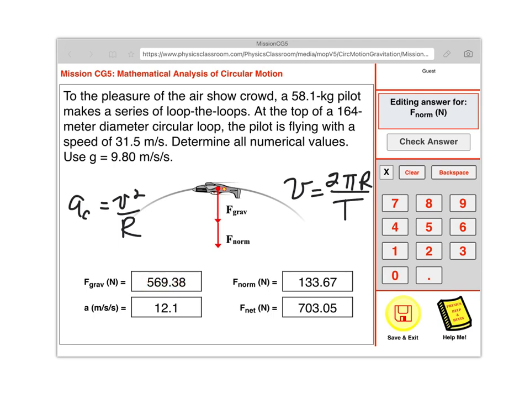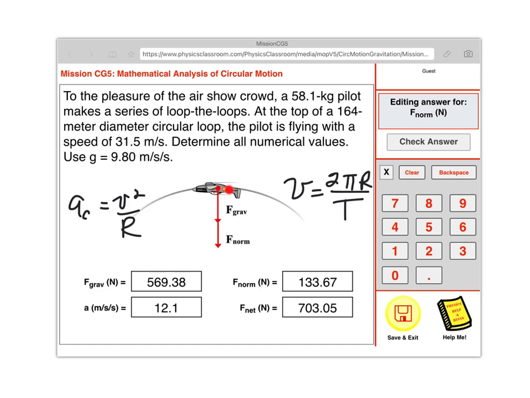We get the same F grav because we get the same mass of the pilot. And we're going slower, so the acceleration's quite a bit less. In fact, it's just slightly more than g. It has to be more than g, otherwise the pilot would fall. But it's just slightly more than g. So the net force is the sum of these two. This plus this equals that, so I subtracted that, and I get a force of 133.